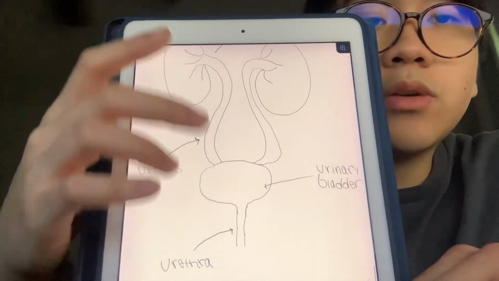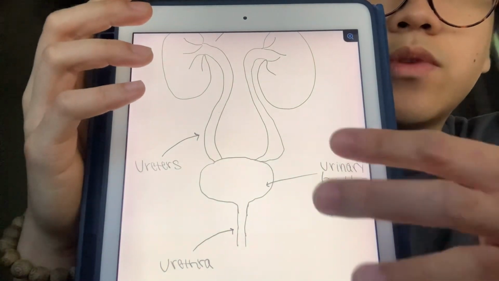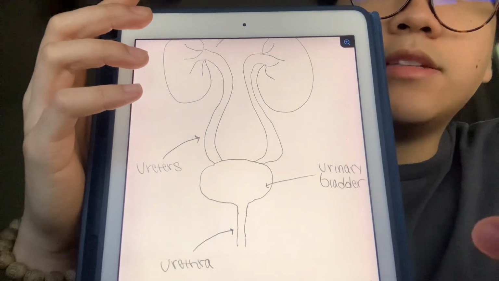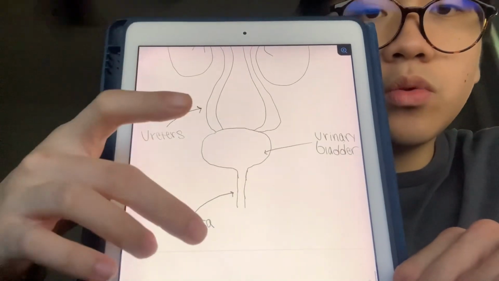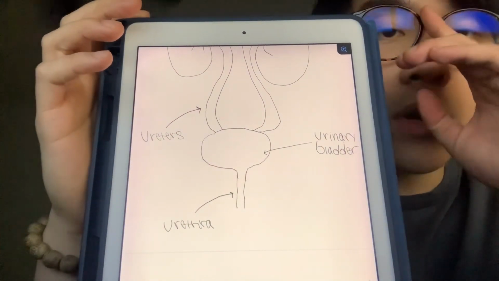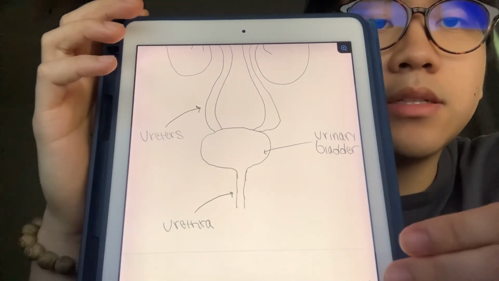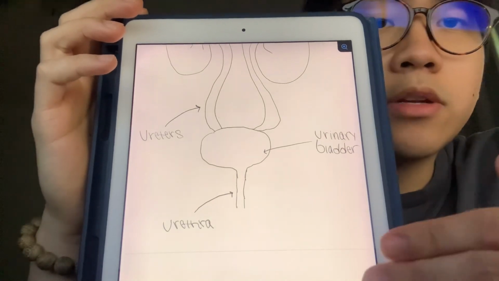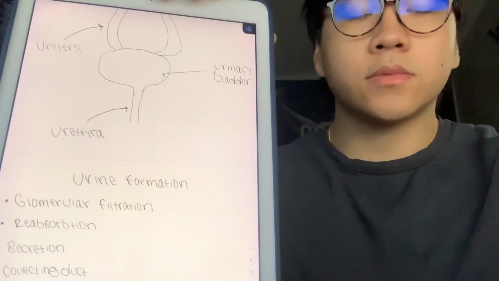The urinary bladder holds and stores the urine that's produced from the kidneys, and it's able to stretch in size as it gets filled up with more and more urine. And over here we have the urethra, which is basically the passageway from the urinary bladder to the outside of our body. So the urine that travels through the ureters to the urinary bladder is going to be released through the urethra outside of our body.